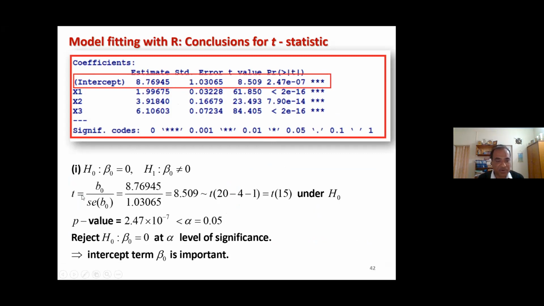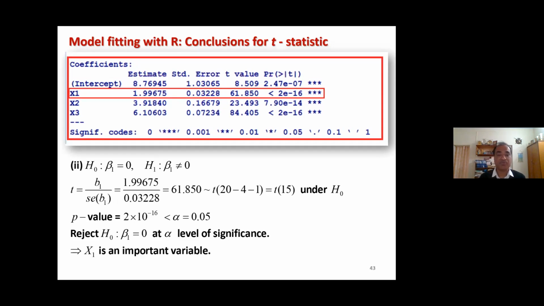So that means if you try to compute this quantity, t is equal to b0 upon standard error of b0, you substitute all this value, this will come out to be 8.5 here, and this is going to follow a t distribution. But anyway, in the last column, the p-value is given to be 2.47 into 10 to the power of minus 7. So this is very small. It is smaller than alpha. So we can see here that we are not going to accept the null hypothesis, and so H naught, beta 0 equal to 0, is rejected. Right. So that means the intercept term is important. It is contributing in the model.